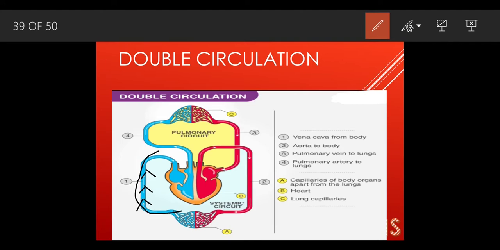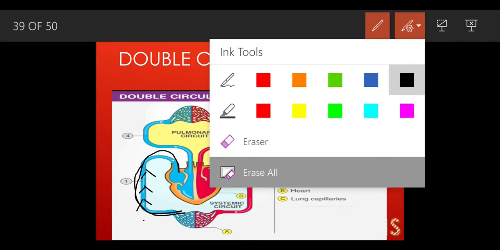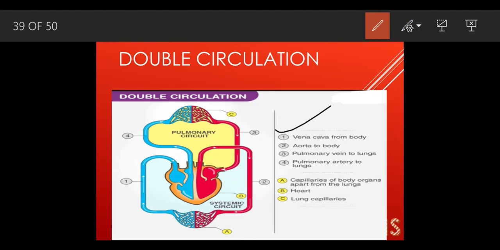This is moving toward the right atrium. What is this called? This is called the vena cava. See the labeling, part 1. This one is the vena cava because it is bringing the blood towards the heart on the right-hand side. The first you got.